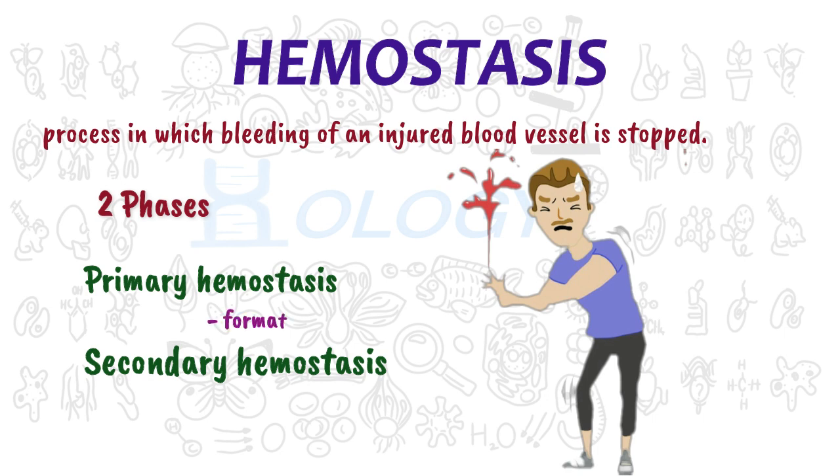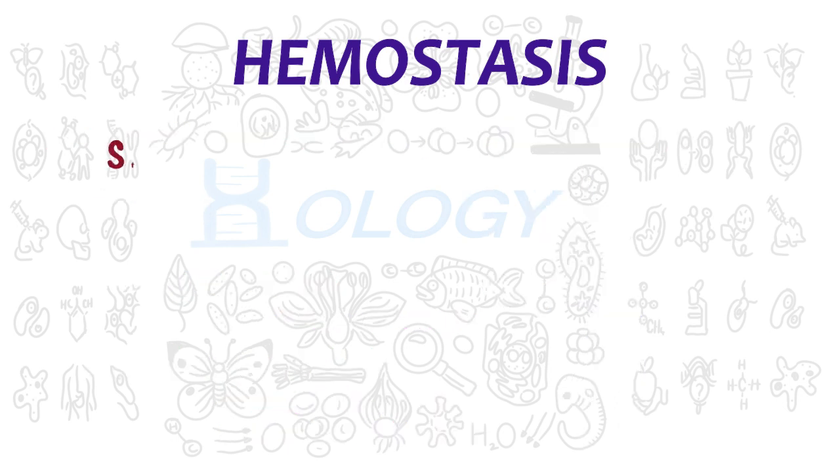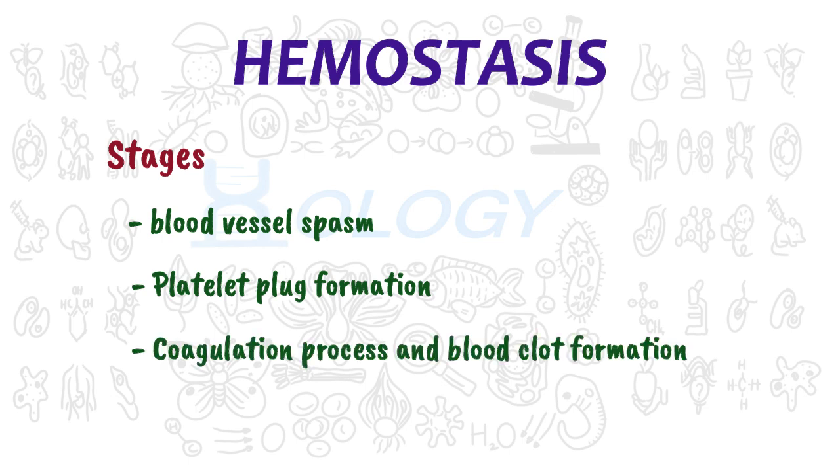Primary hemostasis involves the formation of a platelet plug. On the other hand, secondary hemostasis involves the coagulation process and the formation of a blood clot. Functionally, hemostasis is comprised of various stages after a vessel injury, such as blood vessel spasm, platelet plug formation, coagulation process and blood clot formation.